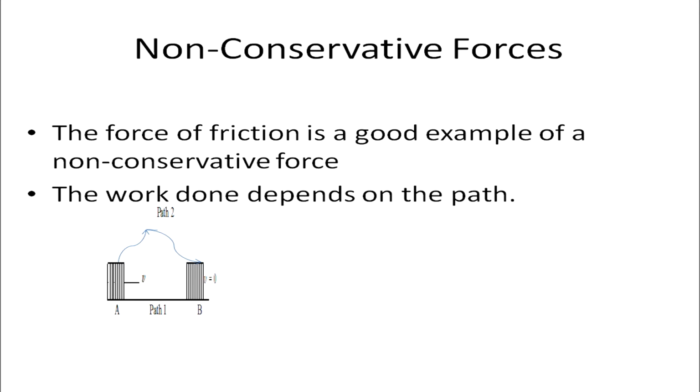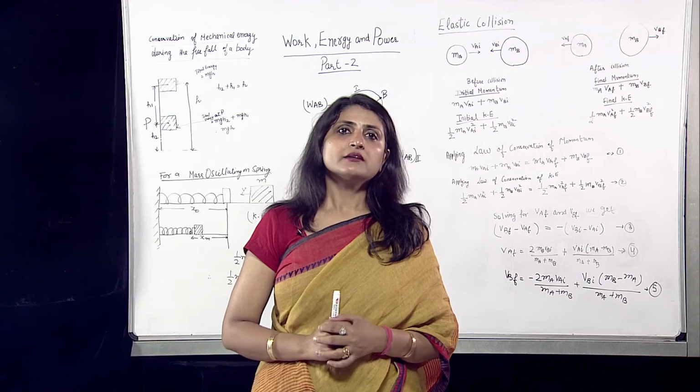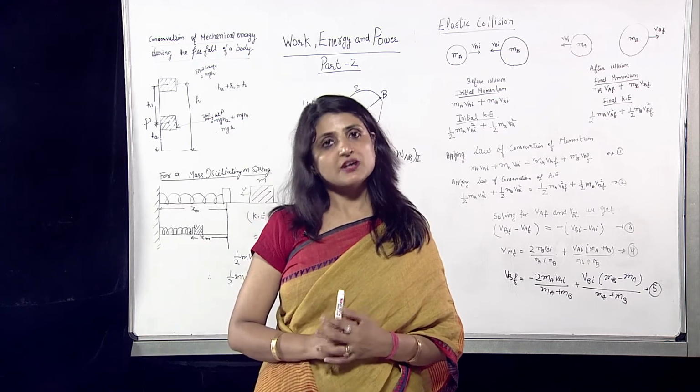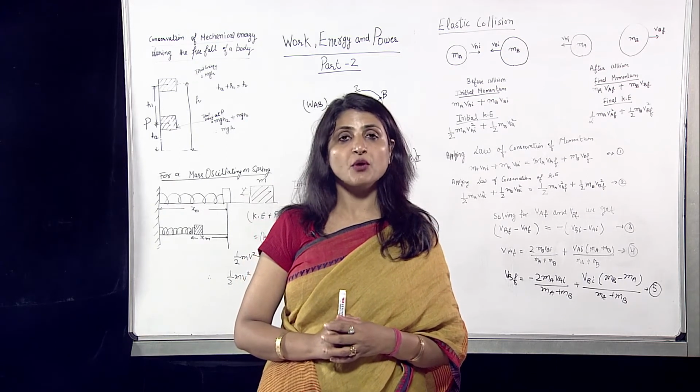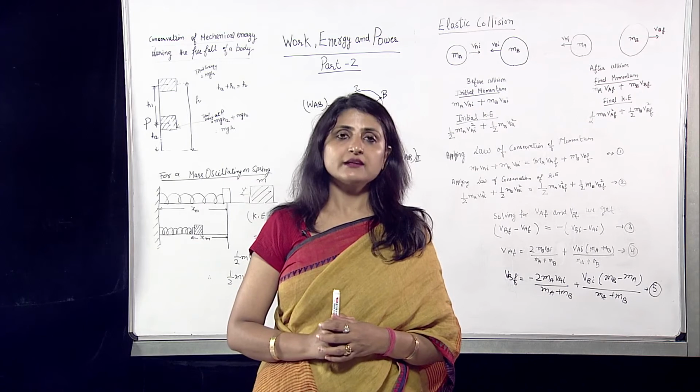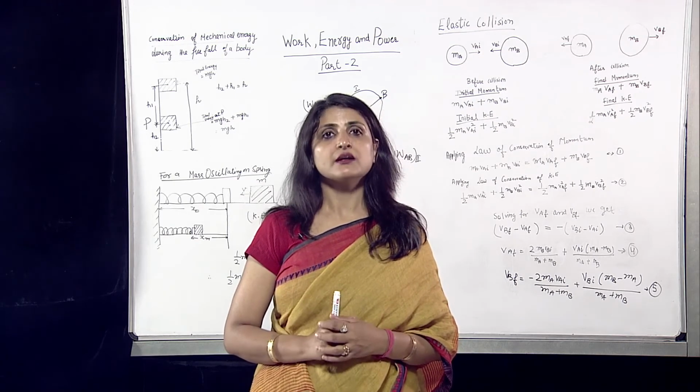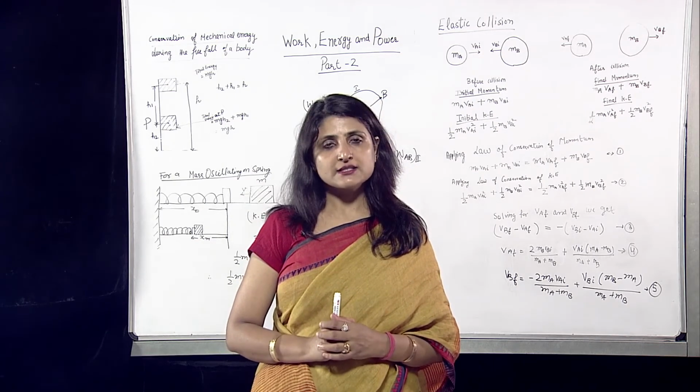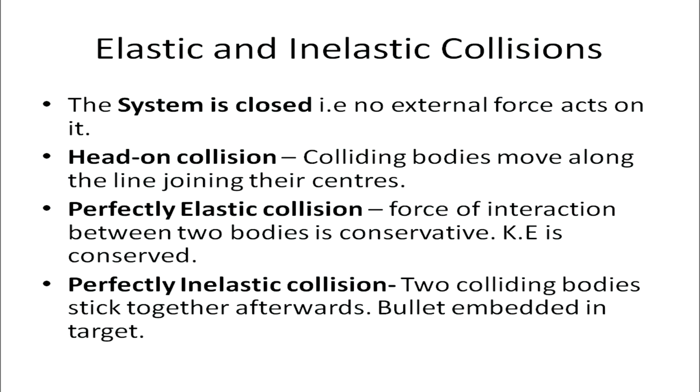The force of friction is a good example of a non-conservative force. There are two types of collisions which come into play whenever moving bodies collide, and these are classified into two categories: elastic and inelastic collision. The system is closed, that is, no external force acts on it. To study elastic and inelastic collisions, we always take a closed system in which no external force acts.